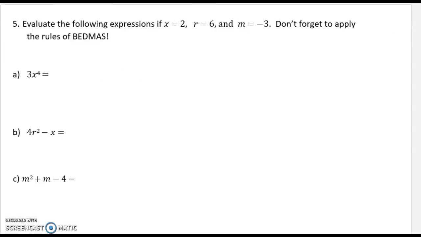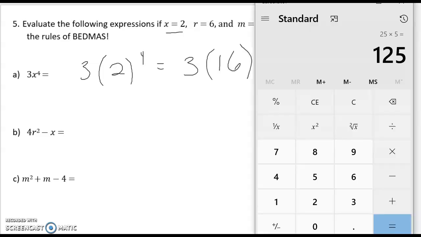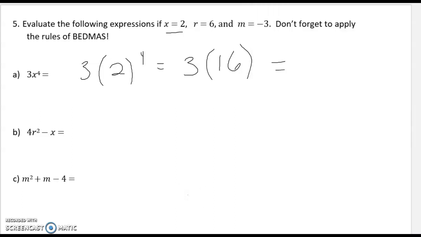All right, and last page here, evaluate the following expressions. If x equals 2, r is 6, and m is negative 3. And once again, don't forget BEDMAS. So this one means 3, and instead of an x, we are going to plug in 2 to the exponent 4. So we're going to have a 3 outside, and then 2 to the exponent 4 gives us 16. And then at the end, 3 times 16 gives us 48. So our answer is 48.